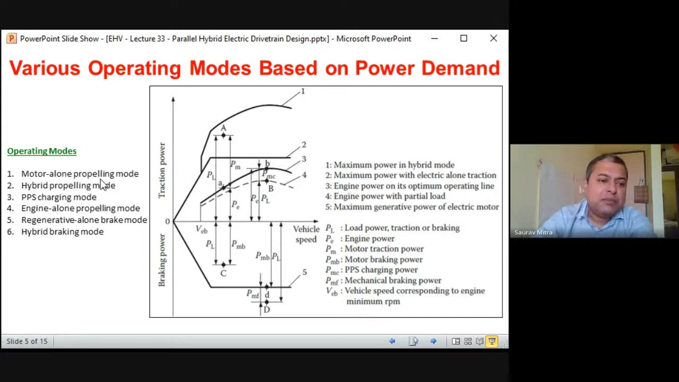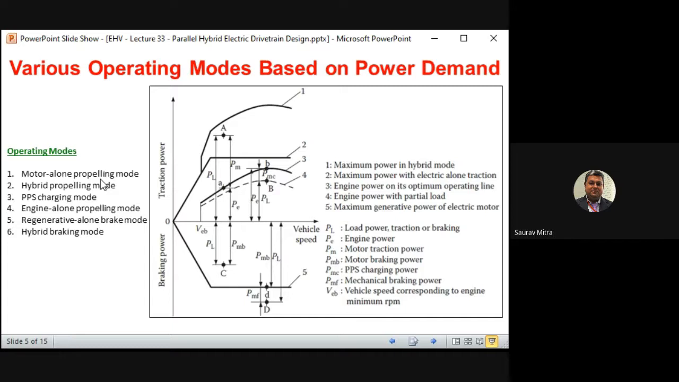So very easily you can remember this. There are only two propellers, one is PPS, one is engine. When the PPS is driving the vehicle, it is called motor alone propelling mode. Propelling means traction, it is taking the vehicle forward. When the engine is propelling the vehicle, it is called engine alone propelling mode. And the third one is the hybrid propelling mode, where engine and motor or PPS together are taking the vehicle forward. So these three are the propelling modes. One mode is the PPS charging mode. Here the PPS is getting charged. Now it can get charged either through the engine or through regenerative braking. But in this case, PPS charging means it is getting charged through the engine only.